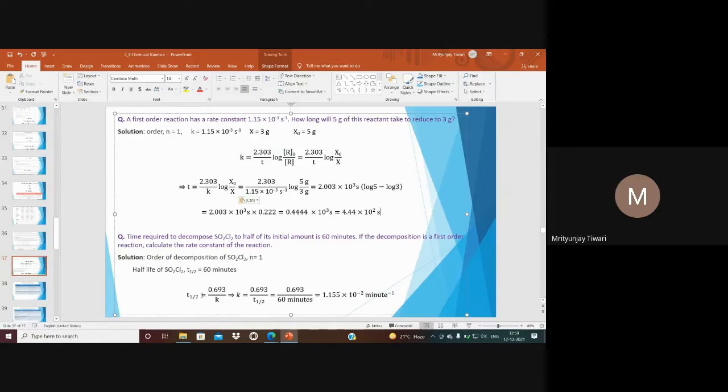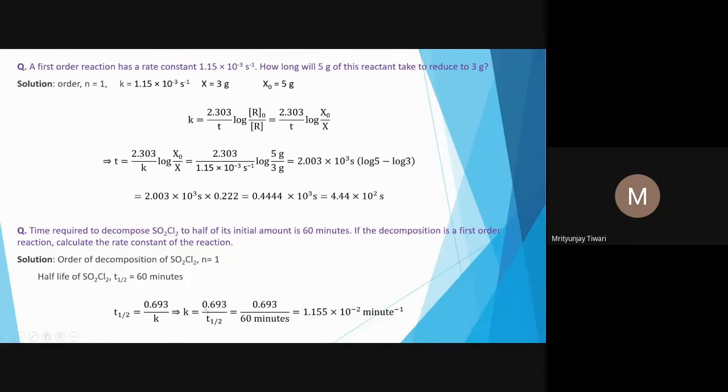For that, we know the direct formula: T half is equal to 0.693 divided by K. So K is equal to 0.693 divided by T half, which is 0.693 divided by 60 minutes. So this is 1.155 into 10 to the power minus 2 per minute, which is the rate constant for this reaction.